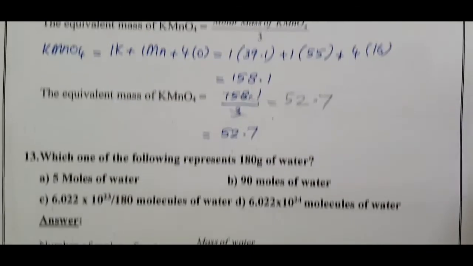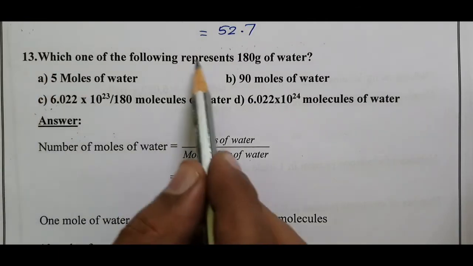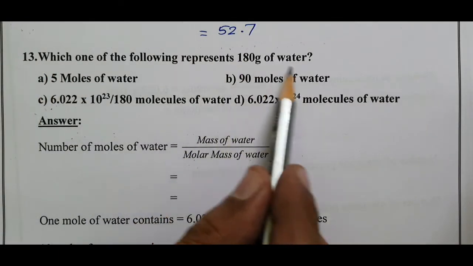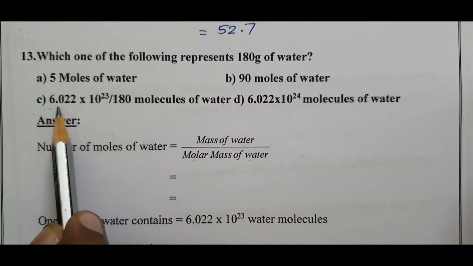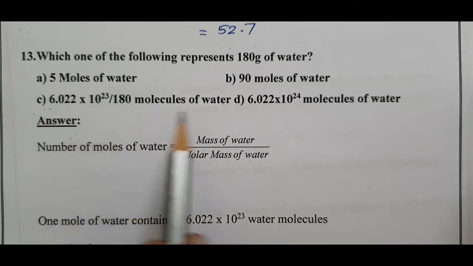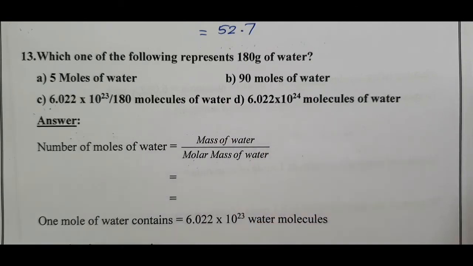Come to question number 13. A one word question, number 13. Which one of the following represents 180 gram of water? 5 moles of water, 90 moles of water, 6.022 into 10 power 23 by 180 moles of water, 6.022 into 10 power 24 moles of water.